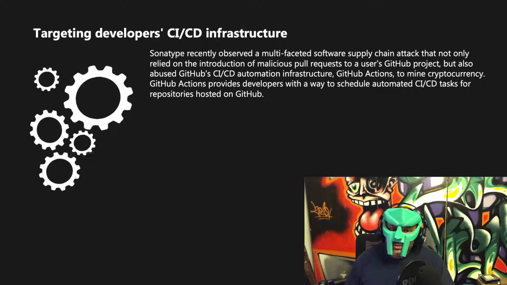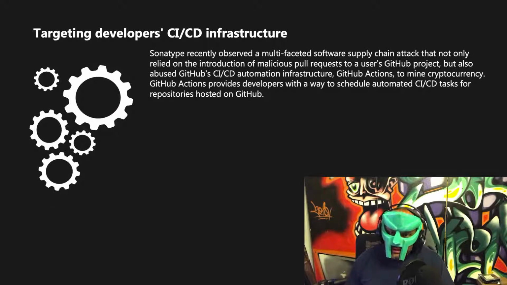We're next going to move to targeting developer CI and CD infrastructure. Sonatype recently observed a multifaceted software supply chain attack that not only relied on the introduction of malicious pull requests to a user's GitHub project, but also abused GitHub's own CI/CD automation infrastructure, which is called GitHub Actions, to mine cryptocurrency. GitHub Actions provides developers with a way to schedule automated CI/CD tasks for repositories hosted on GitHub.